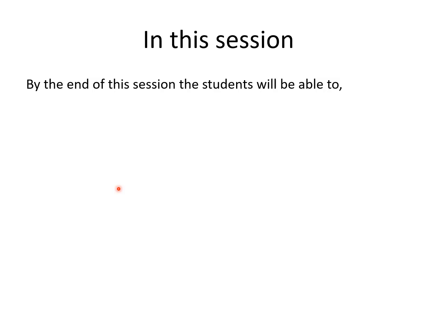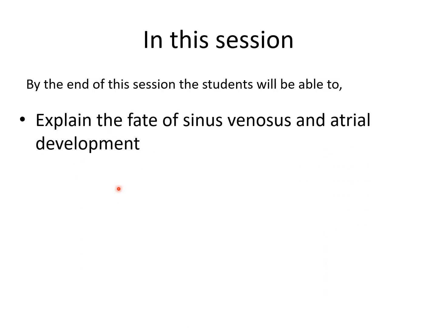Okay, welcome again to the development of the cardiovascular system, which we divided into 3 sessions to make it easier to follow. In this second session, we will try to explain the fate of the sinus venosus and the development of the adult atria. We have separated two atria, but they are still primitive, so they have more development with sinus venosus.